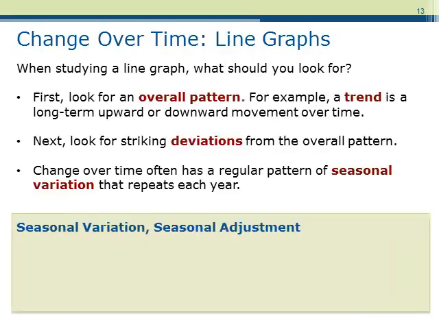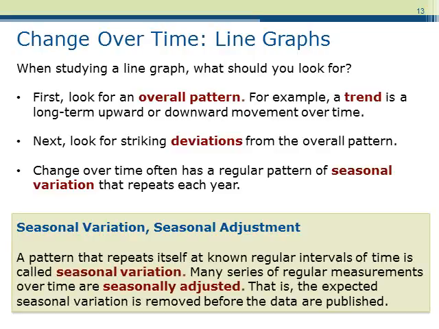When studying a line graph, we will look for the following items. First, an overall pattern. For example, a trend is a long-term upward or downward movement over time. Next, deviations from this overall pattern or trend. Finally, we'll look for seasonal variation, which is a pattern that repeats itself at known regular intervals every year.